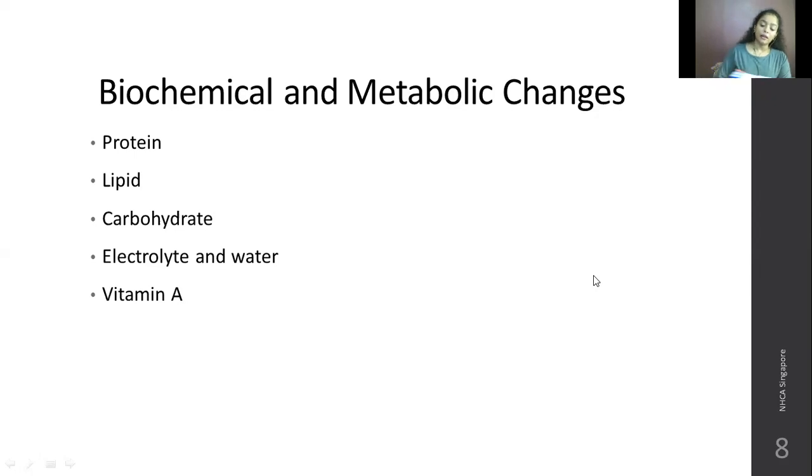Then vitamin A. It has been seen that in malnourishment, the metabolism of vitamin A is interfered with, and there is reduced absorption of vitamin A in the intestine. Also, beta carotene is the form of vitamin A in which the liver preserves it. The liver will not preserve vitamin A in its exact form; it preserves it as beta carotene. So converting the beta carotene into vitamin A and then utilizing it in the body, everything is impaired.